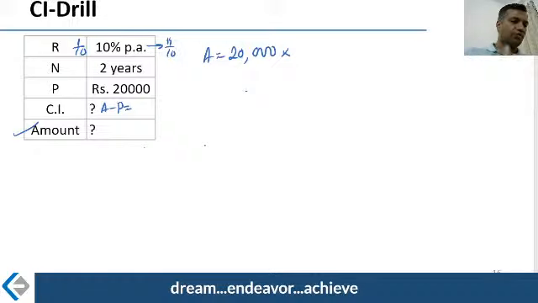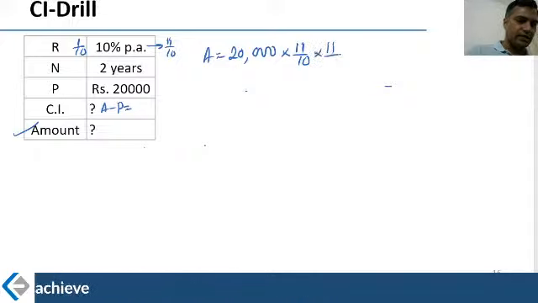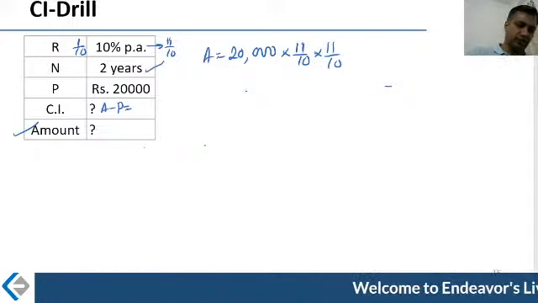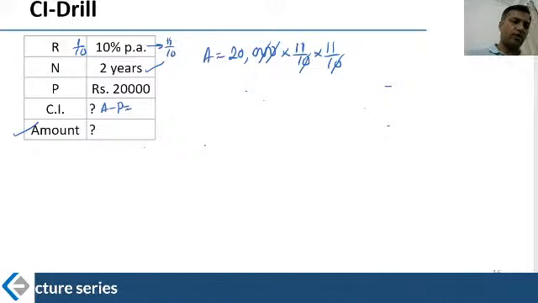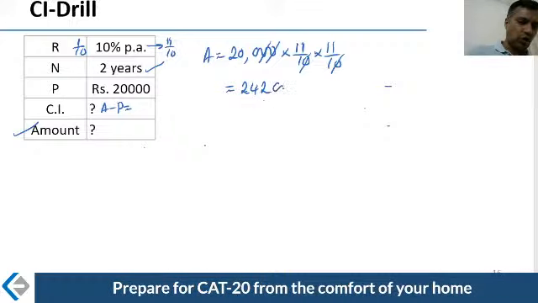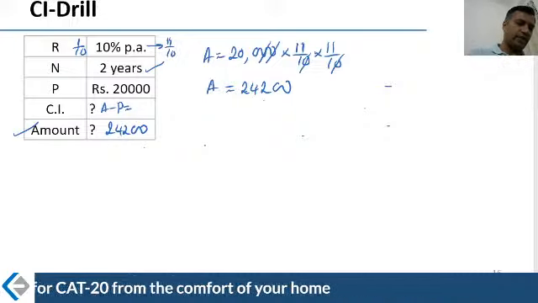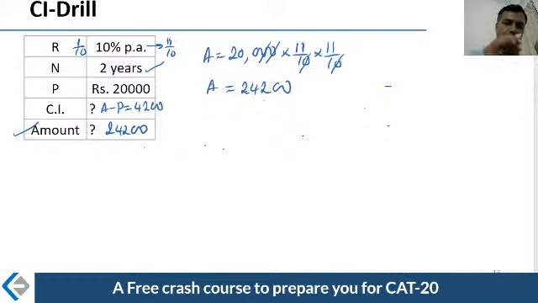So 11 by 10. Great. How many times? 2 times. Use this multiplier twice: 11 by 10 into 11 by 10. Why 2 times? Because it's for 2 years. We can do this calculation. So this is 200 into 121, 121 into 200, which is 242 followed by 00. That is the amount: 24,200. You started with 20,000 and ended up with 24,200. Therefore, what is the interest earned? 4,200. Simple.